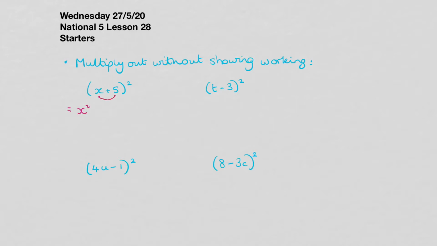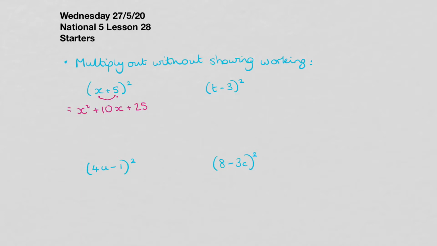We get the two things multiplied together twice, so that will give us 5x twice. So that's 10x, and we get the last thing squared, 5 5s are 25. So remember, we don't need to write down any working for this.